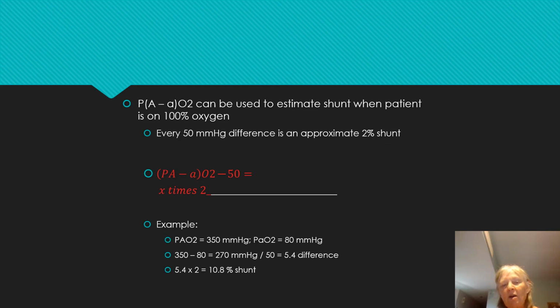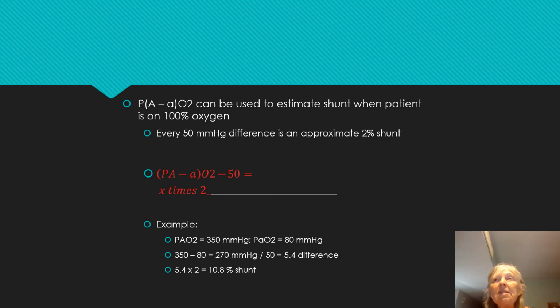The example here is saying your PAO2 is 350, your PaO2 is 80, the difference is 270, divided by 50. There's a 5.4 difference, times 2. Your shunt's right around 11%.